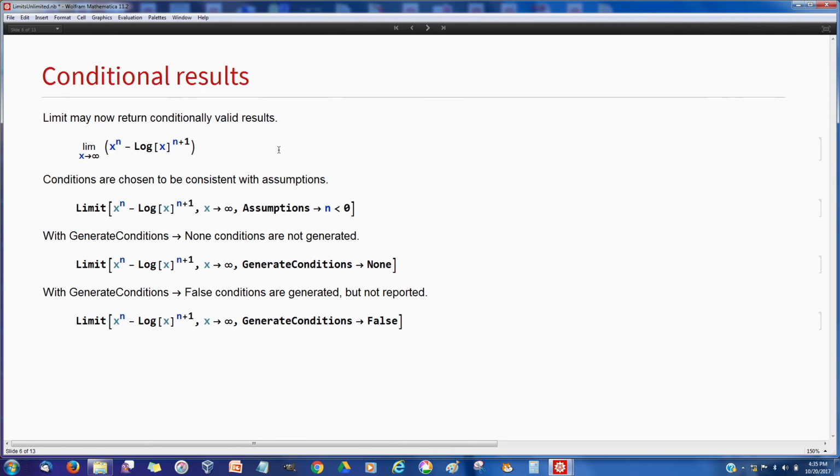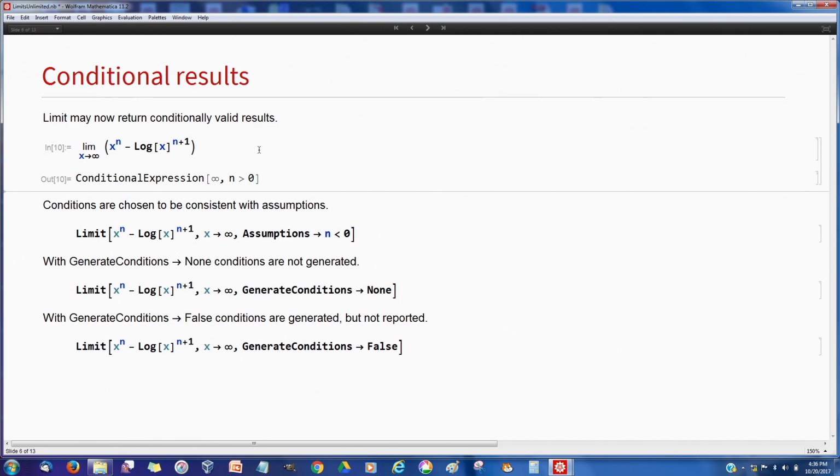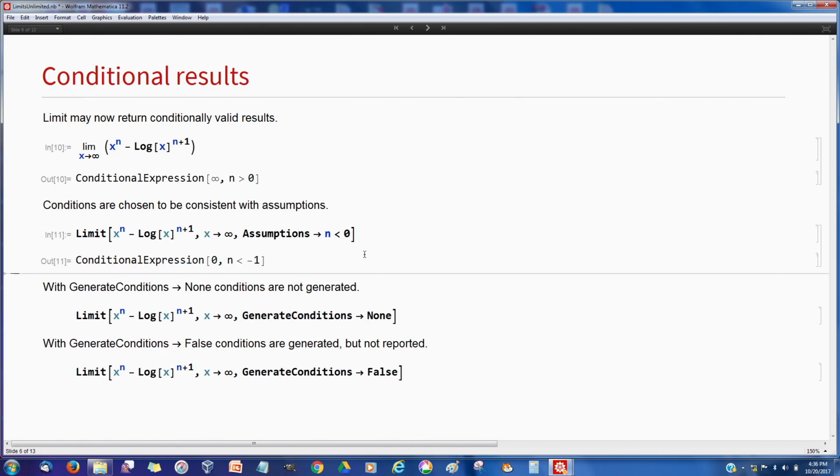Okay, conditional results. So now limit can return conditionally valid results. The old limit would fail if it required some non-generic conditions on parameters, and the new limit will introduce some condition and give you a conditional expression output. Like here, if n is greater than 0, then the limit is infinity. And the conditions are chosen to be consistent with assumptions. So the same example, but now we say that n has to be less than 0, and it came up with value for n less than -1. So it's consistent, and the value is 0, so it's different.